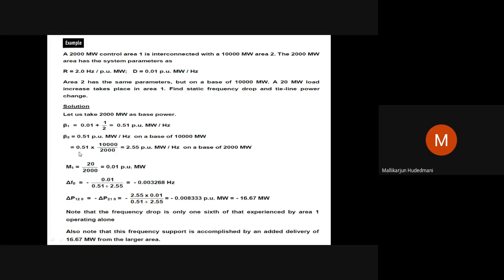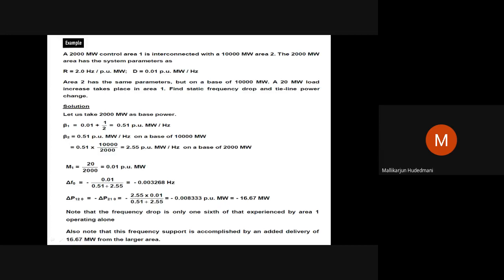So this is done simply because otherwise I would have had to convert this 0.01 to the 10,000 base and 2 hertz per pu megawatt converted to the 10,000 base, and added like this, D2 plus 1 by R2. It is simpler. Whatever beta 1 value we have is on the base of 2000, shift that to the new base of 10,000. That's what is being done. Beta 1, whatever value I got, times new base divided by old base, making it a shifted value on the new base of 10,000. That is beta 2. Now it is done.